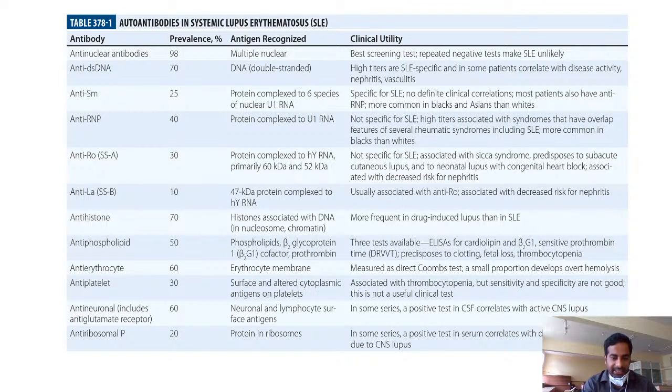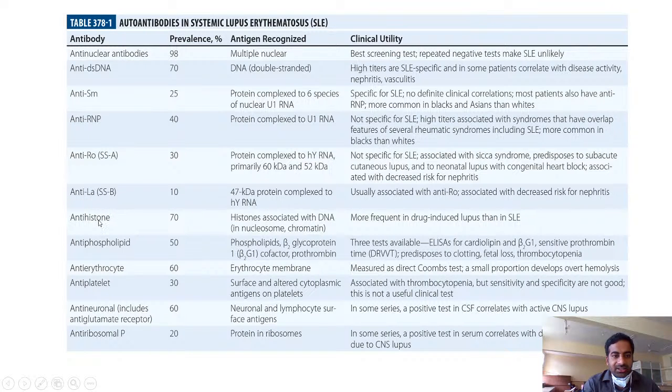If ANA is negative, most likely SLE is ruled out. Okay, so it's very sensitive. ANA is the most sensitive test. Anti-dsDNA is the most specific test. That's how it is. Okay, anti-Sm, anti-RNP, anti-Ro. These anti-Ro, SSA, and these are most commonly associated with nephritis. Okay. Anti-La, anti-SSA, SSB are more commonly seen in patients with lupus nephritis.